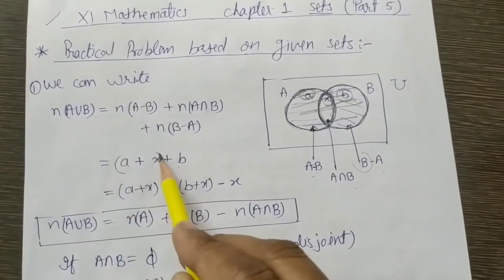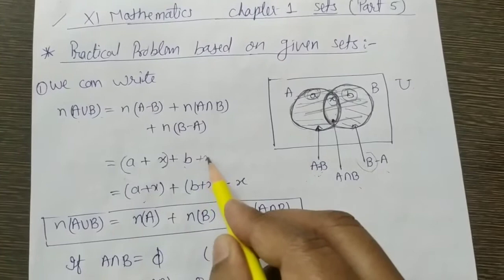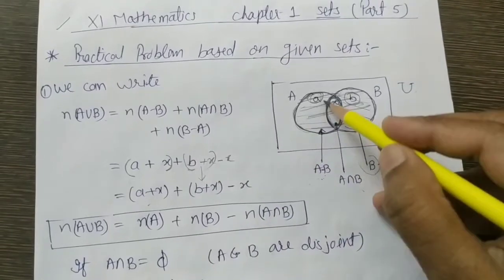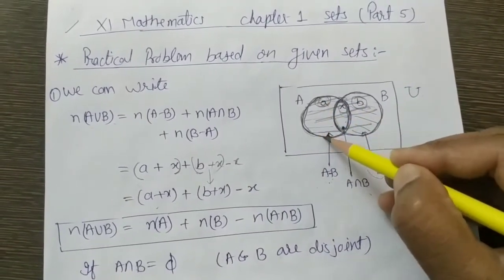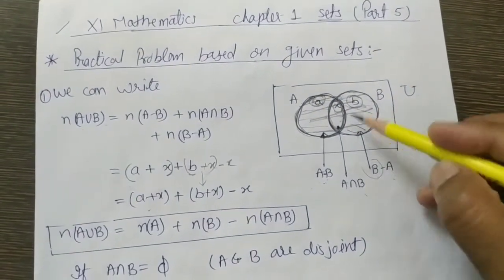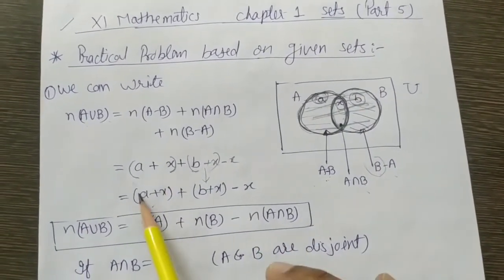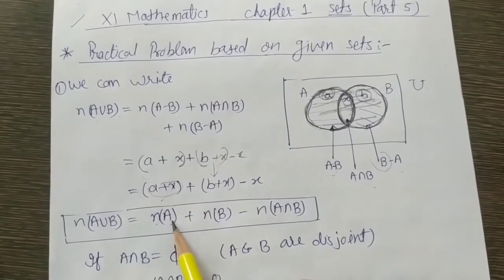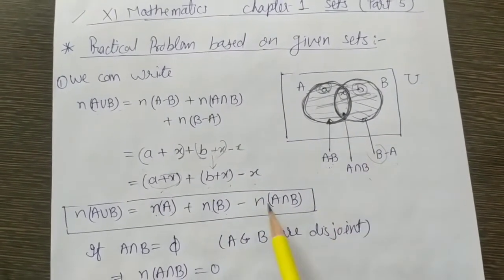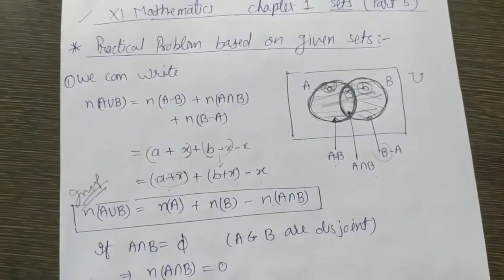Now I am taking A plus X together. For B, I am adding X and subtracting X. It's B plus X and X. A plus X is showing complete set A. B plus X is showing complete set B. So I can write A plus X as number of element A, B plus X as number of element in B, and X as number of element in A intersection B. This is important formula to solve the practical problems.